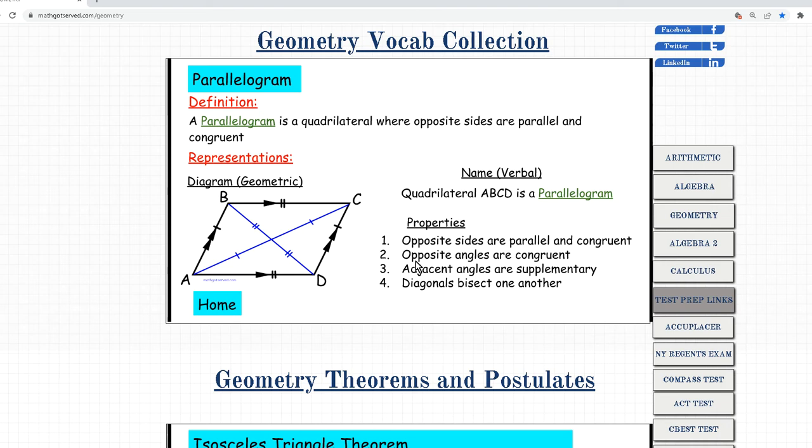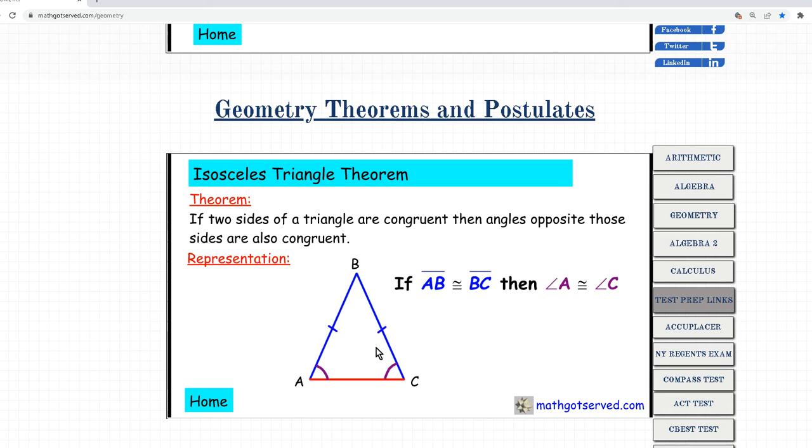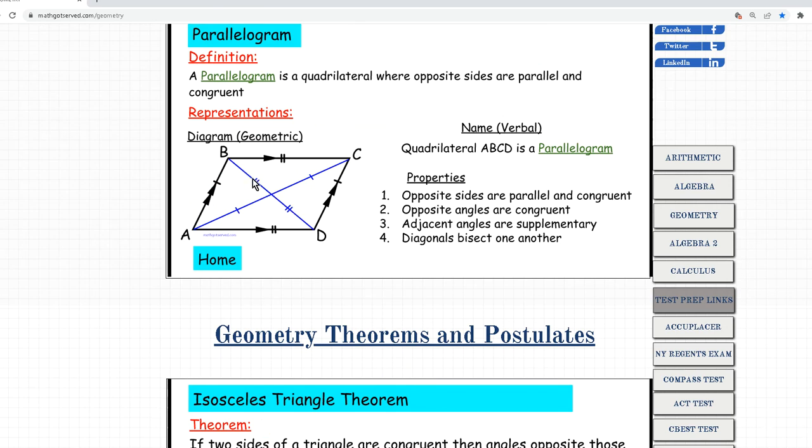Property 2 states that opposite angles are congruent. So angles opposite each other have the same measure. And number 3, adjacent angles are supplementary. Adjacent means next to each other, like angle A and B, C and D, A and D, or B and C. Supplementary means adds up to what? 180 degrees. So let's keep those three pieces of information in mind. If two sides of a triangle are congruent, the angles opposite those sides are congruent. And for a parallelogram, opposite angles are congruent and adjacent angles are supplementary.